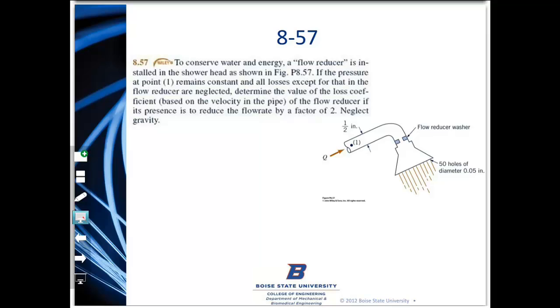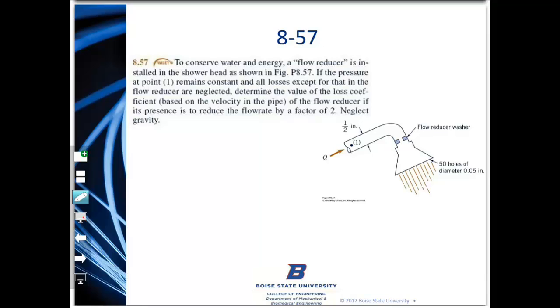And if its presence is basically to reduce the flow rate which comes out of here by a factor of 2. So if you didn't have the flow reducer, this would be Q, but if you had the flow reducer, this would be reduced by a factor of 2. And you're asked to neglect gravity. Essentially they're asking you to neglect the elevation effects. Okay, so let's go ahead and look at this problem.